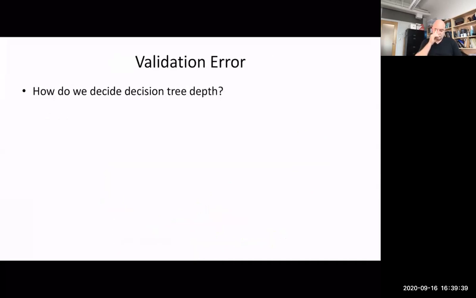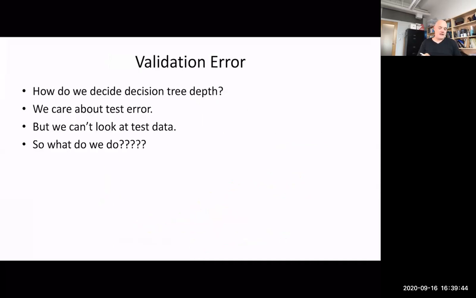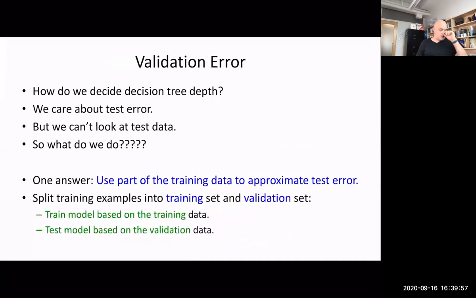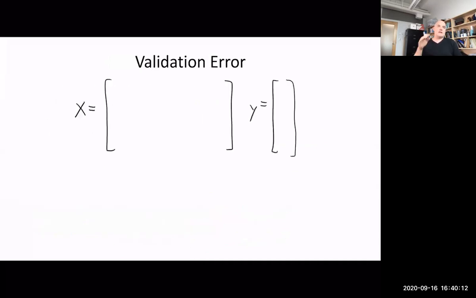And that generalization gap is captured with this E approximation concept. So, the question that Payman asked before: how do we decide decision tree depth? We care about test error, we can't look at it, so what do we do? One answer, and this is a very common answer, is to use part of the training data to approximate the test error. So we split the examples into a training set and what we call a validation set. Now we've got training, validation, and test. We train the model on the training data, and we test the model on the validation data, and then we go from there, okay?